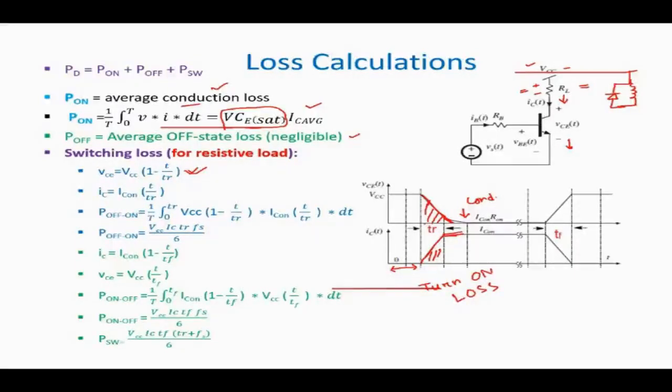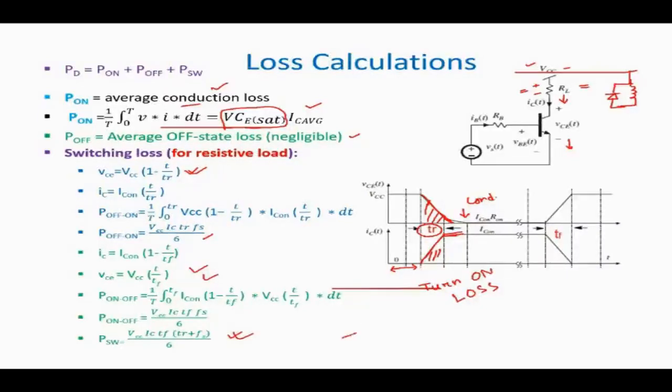So you express the voltage and current. Basically, it's a straight line equation, and then you multiply them and integrate over this zone. So this tr, again, will be mentioned in the datasheet. You can read from there. So then you solve these simple equations and you calculate what is the switching turn on loss. Again, during the off stage, you can apply similar equations, and finally you can get the switching loss.